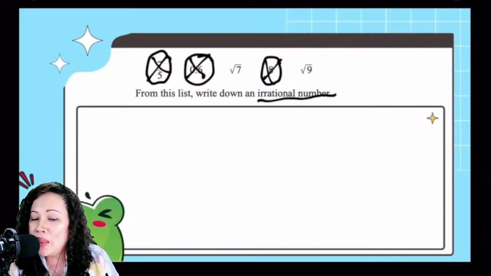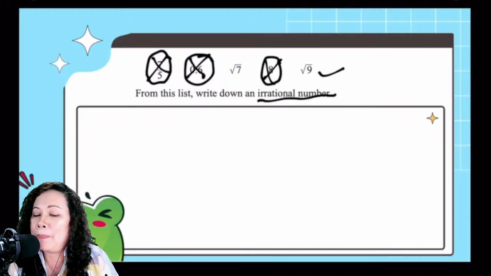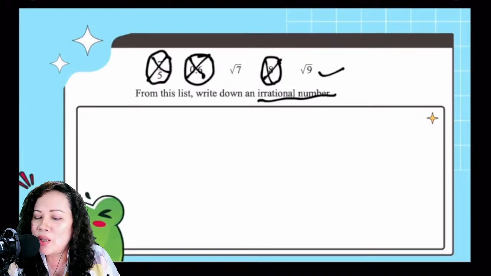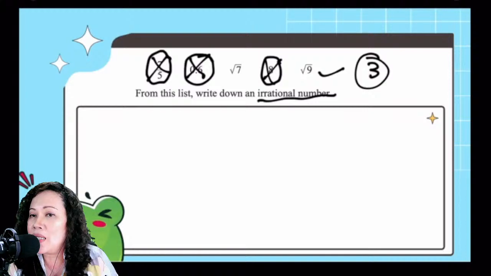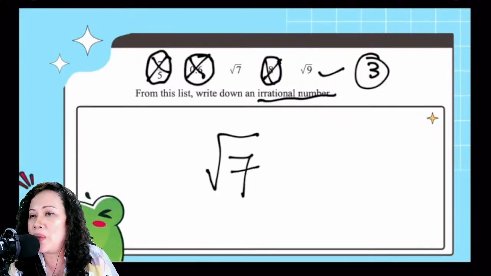Now, between the two, 9 is a perfect square. So for irrational numbers, any number that is non-perfect under a square root sign is considered irrational. So square root of 9 is actually 3. So that is still a whole number. Therefore, your answer here will only be square root of 7.